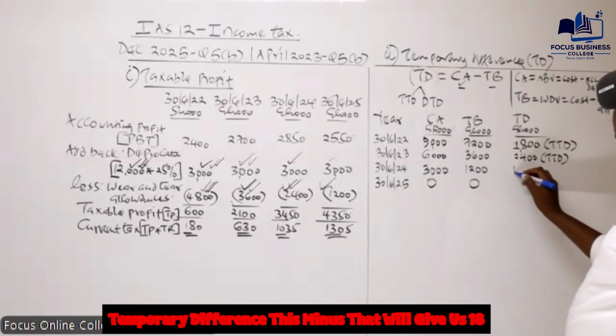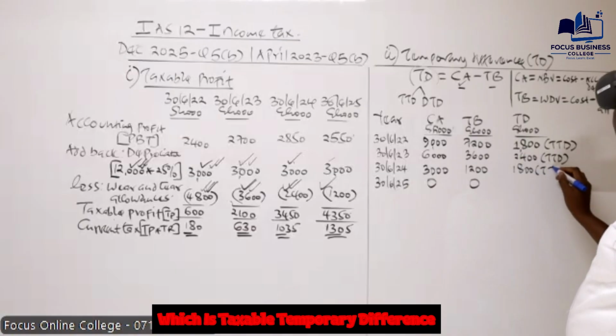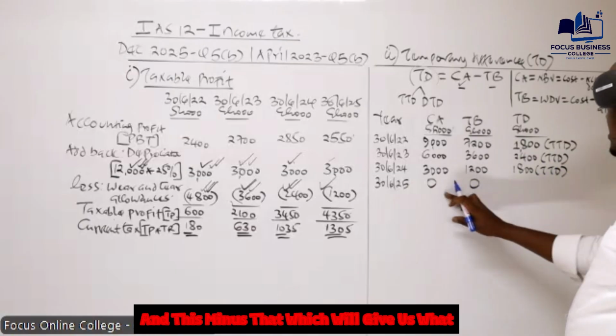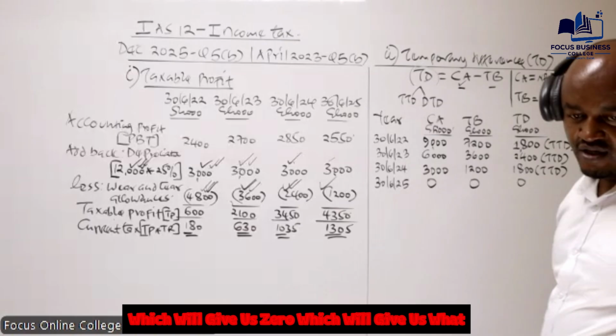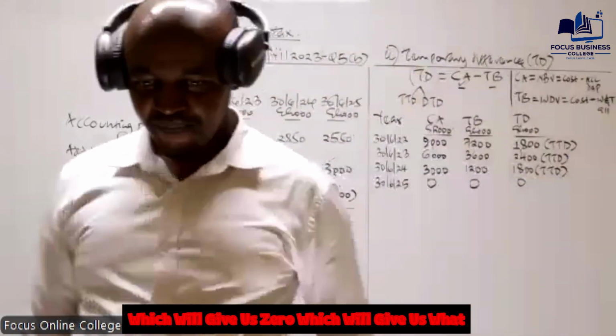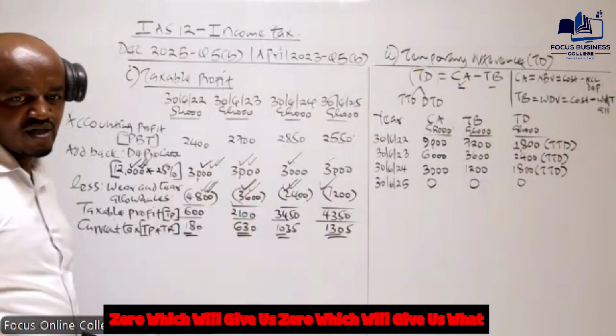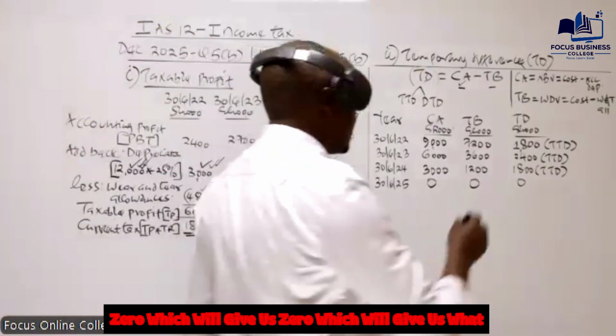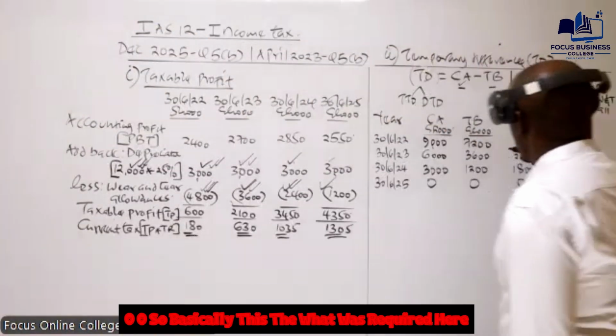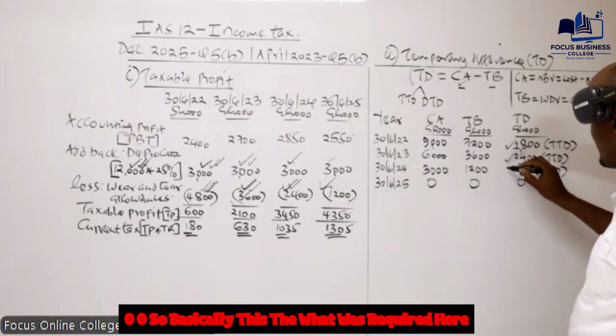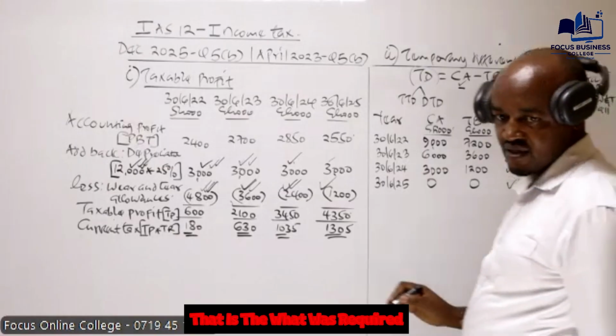This minus that will give us 18, which is taxable temporary difference. And this minus that, which will give us what? Which will give us 0. 0, 0. So basically, this is what is required here. That is what was required.